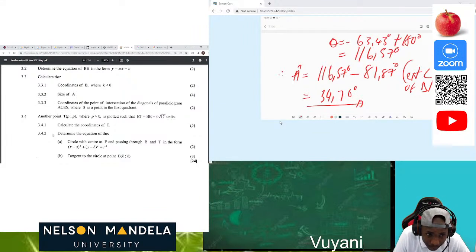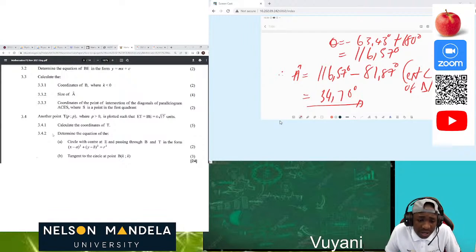Then on 3.3.3, calculate the coordinates of the point of intersection of the diagonals of parallelogram ACES, where S is the point in the first quadrant. So how will we be able to do that?